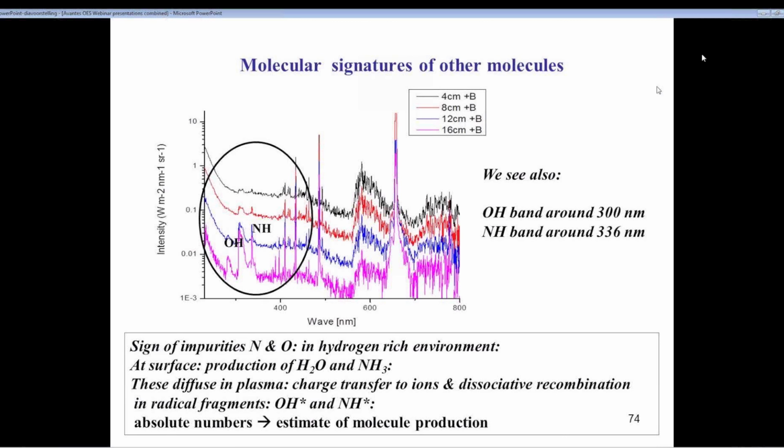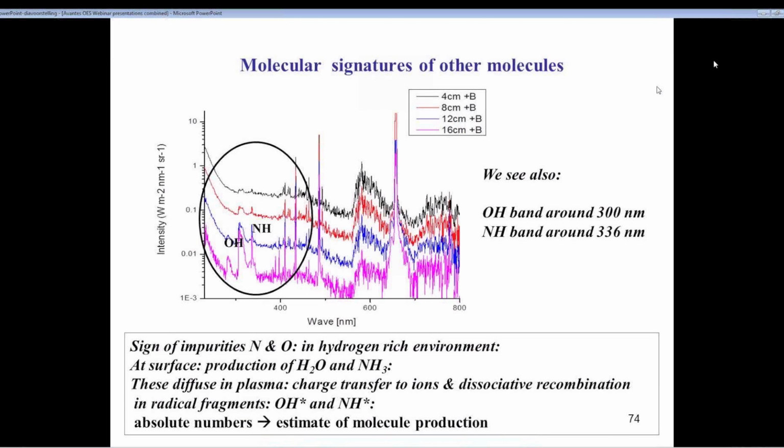For the last part, I'd like to indicate some molecular signatures. And again, what you see is not what you see, because you can see here the OH bands, which are at 300 nanometer and somewhat below. These are strong bands. This comes from OH excited molecules, and there is a line at NH, also an excited state from NH.